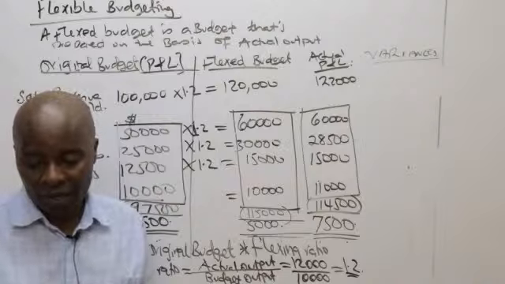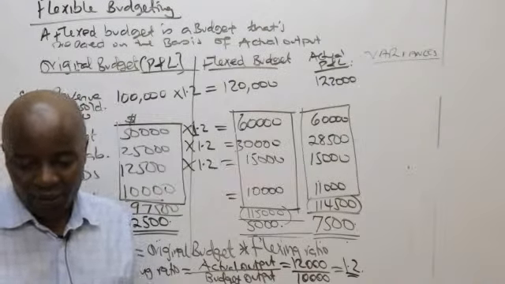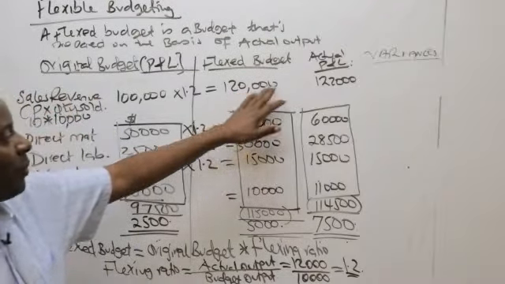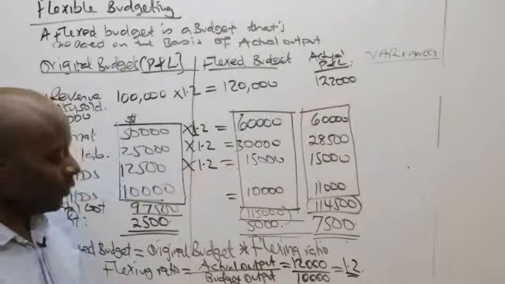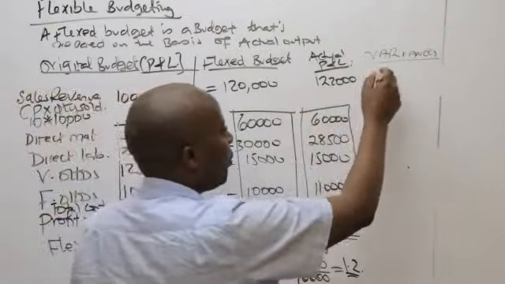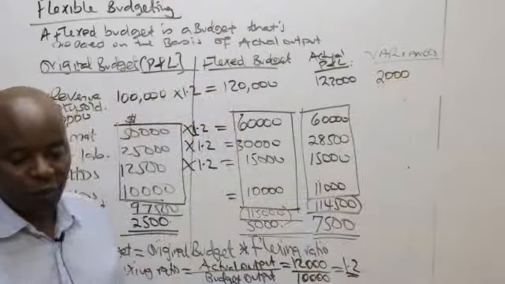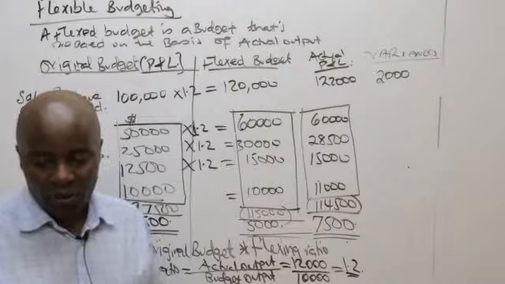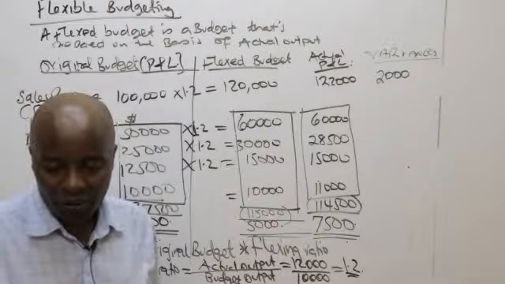So basically variances are differences. Differences we are subtracting normally. So you take 120,000 minus 122,000. So what is the difference here? The difference that I have here is 2,000. But now you need to tell me, is this 2,000 adverse or favorable?